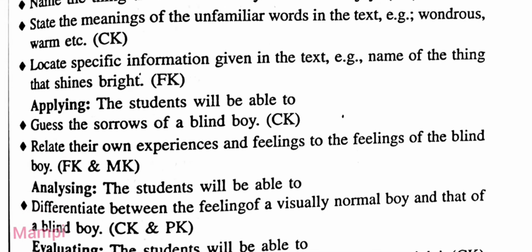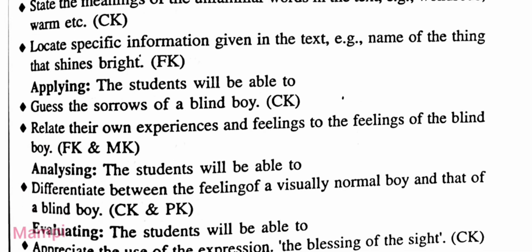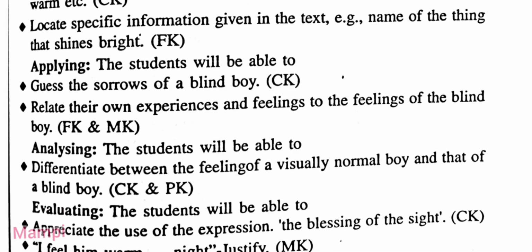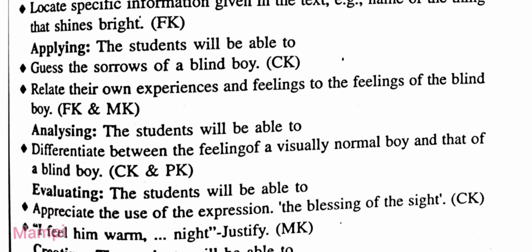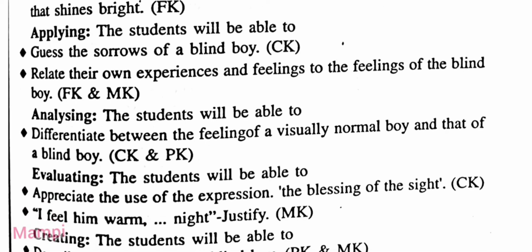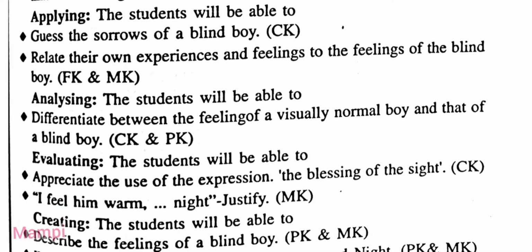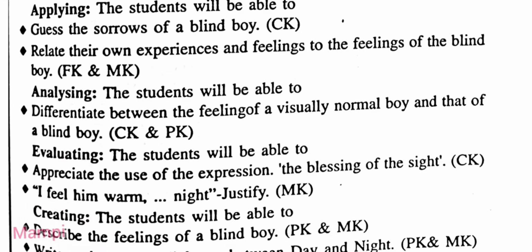Example, wondrous, warm, etc. Locate specific information given in the text. Example, name of the things that shine bright. And next point is applying. The student will be able to guess the sorrows of a blind boy, and relate their own experience and feeling to the feeling of the blind boy.